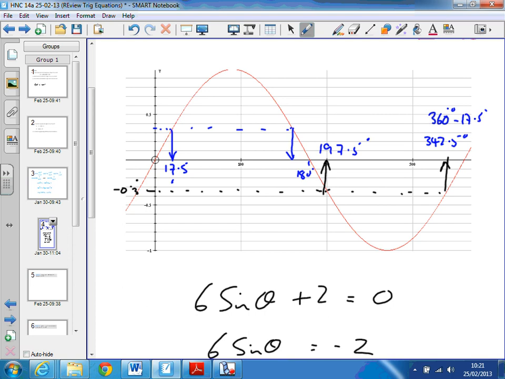Okay. Use your calculator: what's the sine of 197.5? Minus 0.3, so that's correct. Alex, you might be in radians if it's not working. Okay. What's the sine of 342.5? It should be the same, okay?